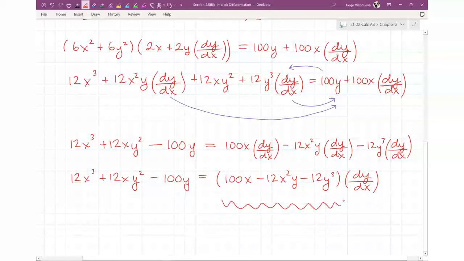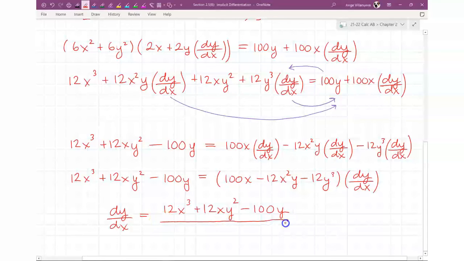What am I going to do with all of this? I'm going to divide it. So here we go. I'm going to flip my information. dy/dx is going to be 12x cubed plus 12xy squared minus 100y, divided by 100x minus 12x squared y minus 12y cubed. That's your derivative.